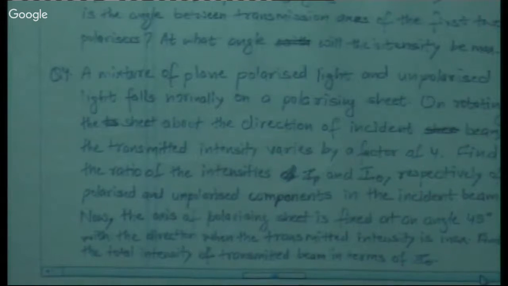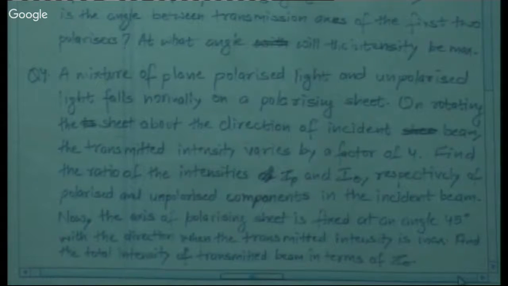Let's discuss question four. This is the last question I'm going to discuss; the rest you would have to do yourselves. A mixture of plane polarized light and unpolarized light falls normally on a polarizing sheet. On rotating the sheet about the direction of the incident beam, you are rotating it perpendicularly, the transmitted intensity varies by a factor of 4. Which means the maximum intensity would be 4 times the minimum intensity.